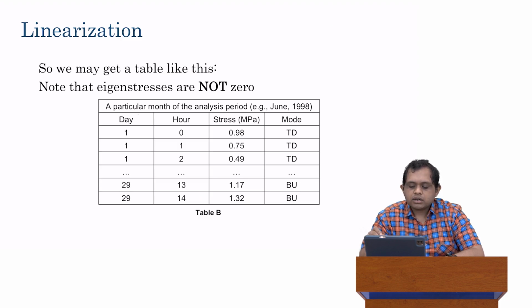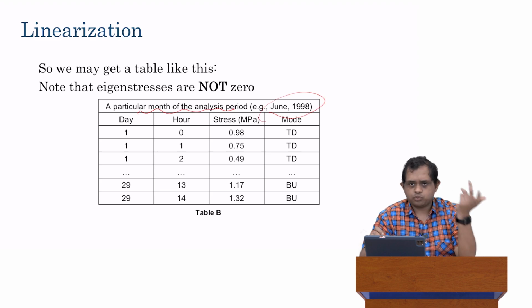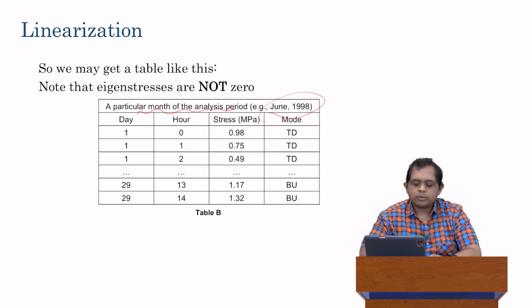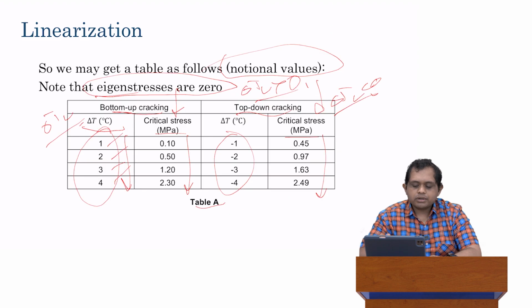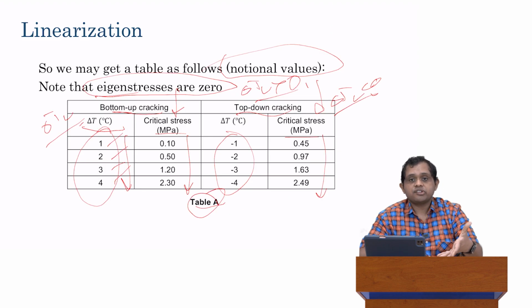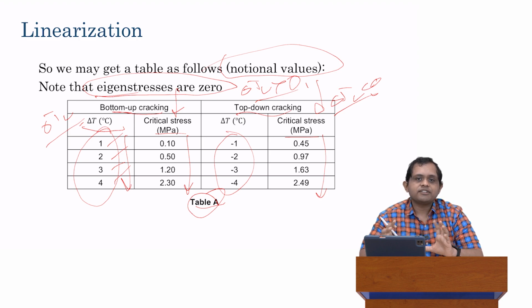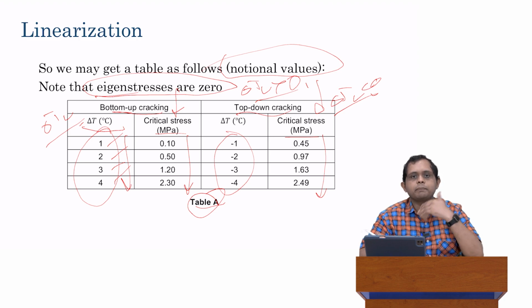So we will then get a table as follows, for a particular month of the analysis. For example, June 1998, I just pulled out a particular month. For a particular month of the analysis, we will get the following table. This is what I'm calling table B. By the way, just before I go into table B, table A does not depend on any particular month. It's a pure pre-processing step. It doesn't matter which month these assumed temperature differences occur. It's going to stay the same for all months. So table A is completely pre-processed.